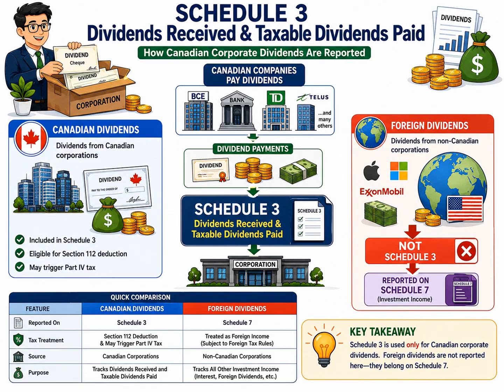The comparison table summarizes the key differences. Canadian dividends are reported on Schedule 3, may qualify for the Section 112 deduction, and may trigger Part 4 tax. Foreign dividends follow different tax rules and are generally reported as foreign investment income through Schedule 7. The most important point to remember is this: Schedule 3 is designed specifically for Canadian corporate dividends. Whenever a corporation receives dividends from another Canadian corporation or pays taxable dividends to its own shareholders, Schedule 3 is the primary schedule used to report those transactions.